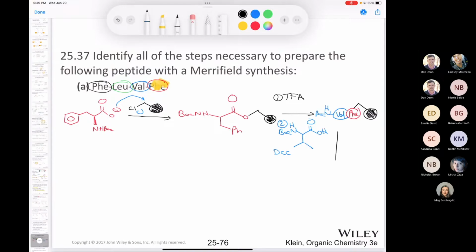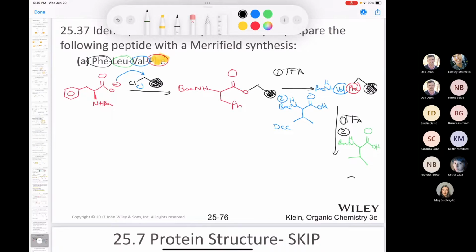Okay, so what's my next step going to be? I'm going to deprotect that with TFA. Then the second step is that I'm going to add the leucine. For the leucine, I'm going to write that one in green. My leucine is going to look like this. So I've got an isobutyl group on it, NH Boc. Now I'm going to end up with something that looks like this. I've got my polymer, my CH2, my phenylalanine, I've got my valine attached to that. Now I've got my leucine attached here, and it has NH Boc attached to it. So next I have to rip the Boc off, so I'm going to treat that with TFA.